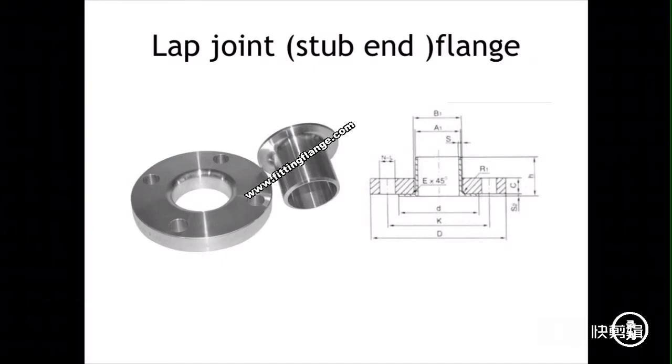The lap joint flange. Lap joint flange always goes together with the stub end flange. They need to be welded together first, then welded together with the pipes.